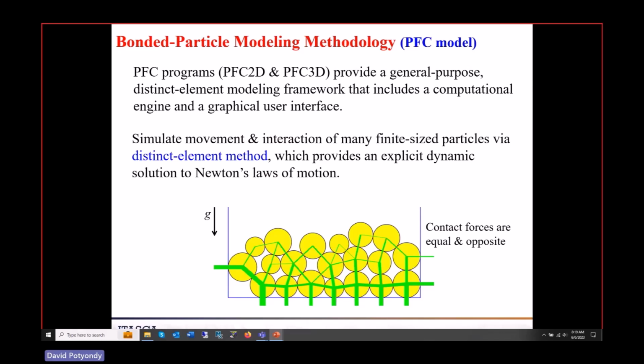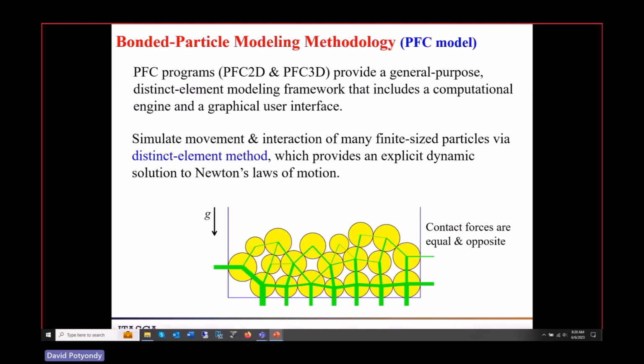Basic idea, bonded particle modeling. Now we talk about PFC, which is an embodiment of this concept of a bonded particle model, right? As you know now, PFC is purely just a distinct element framework. It's a computational engine and it's a graphical user interface, and it has these logics that are useful, like the visualization stuff and the histories and things like that.